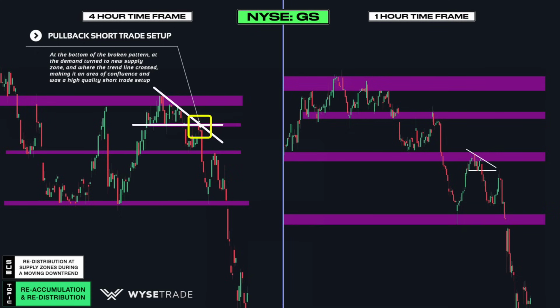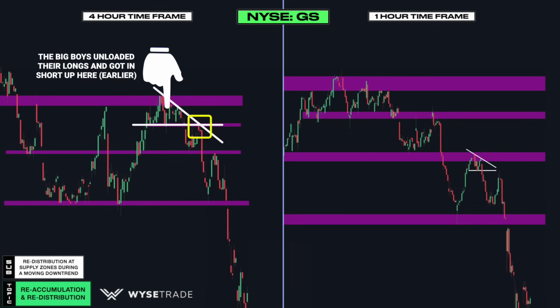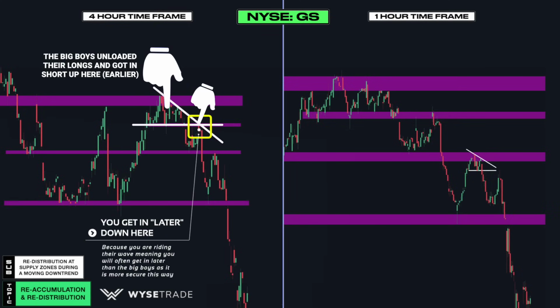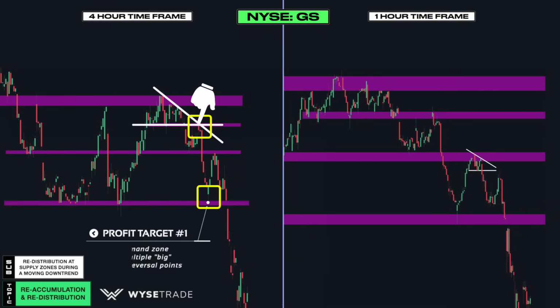Now, this is very important to point out. The big boys unloaded their long positions and opened massive short positions up here, whereas you got in down here because you are riding their wave, meaning you will often get in later than the big boys, as it is more secure this way. So your first profit target would be this next demand zone here.